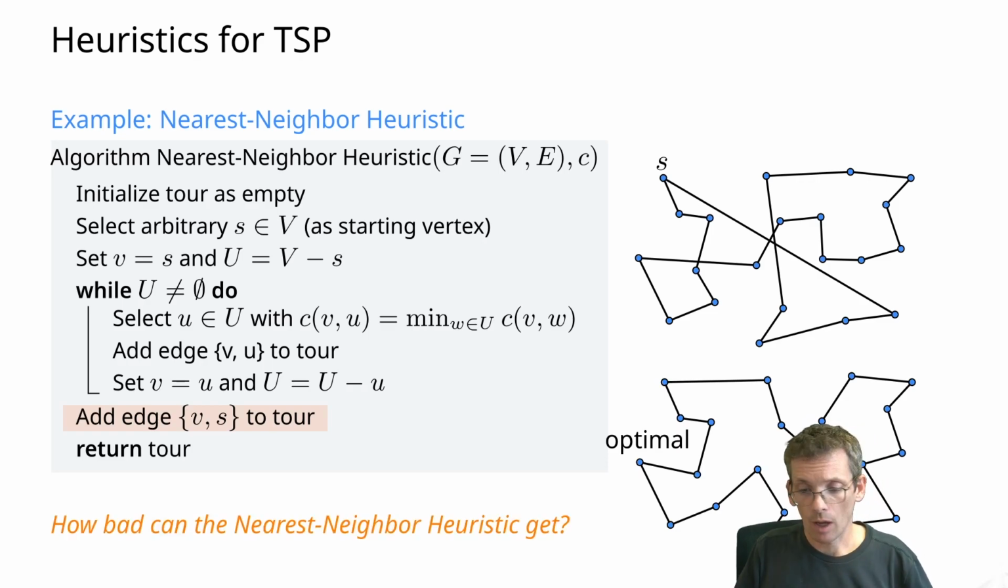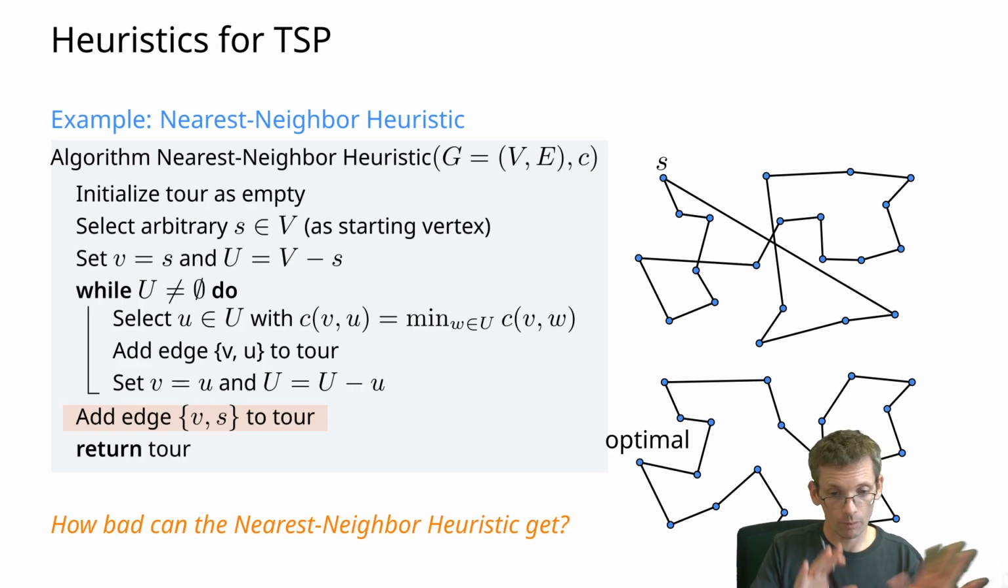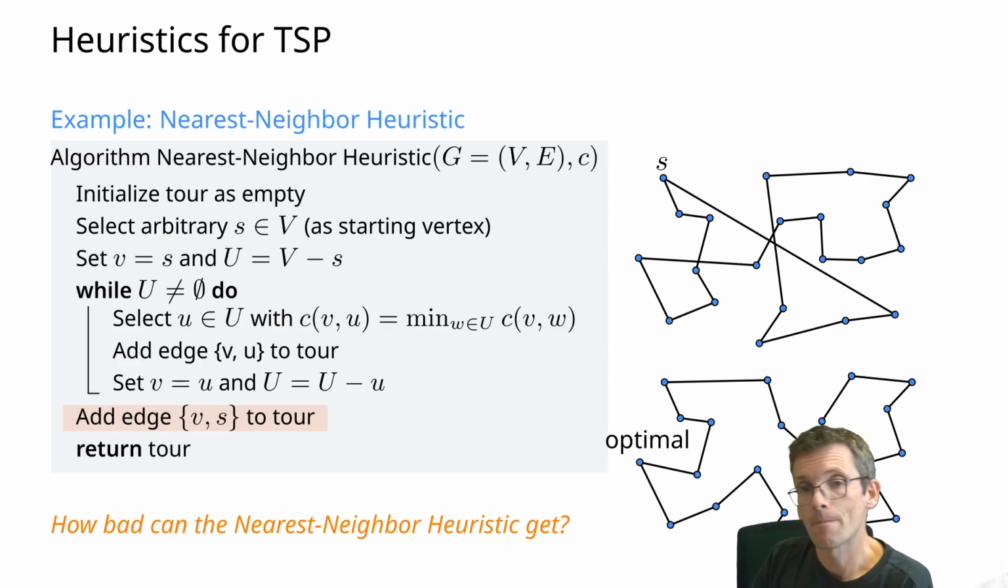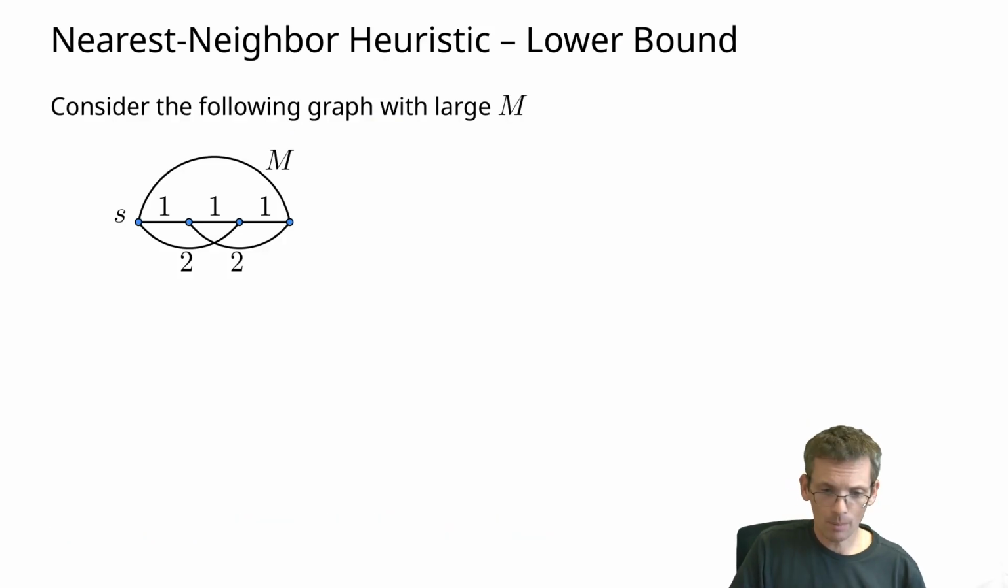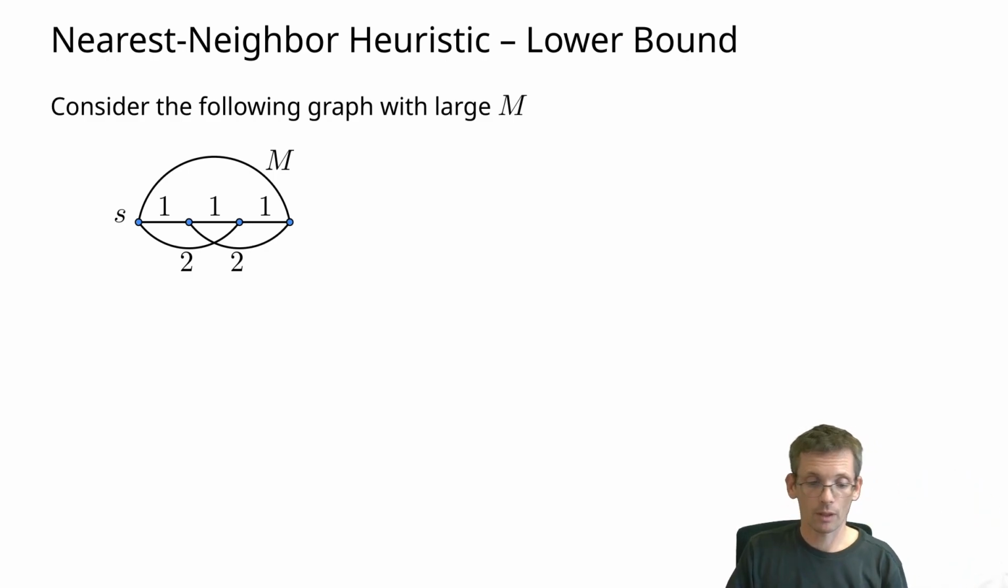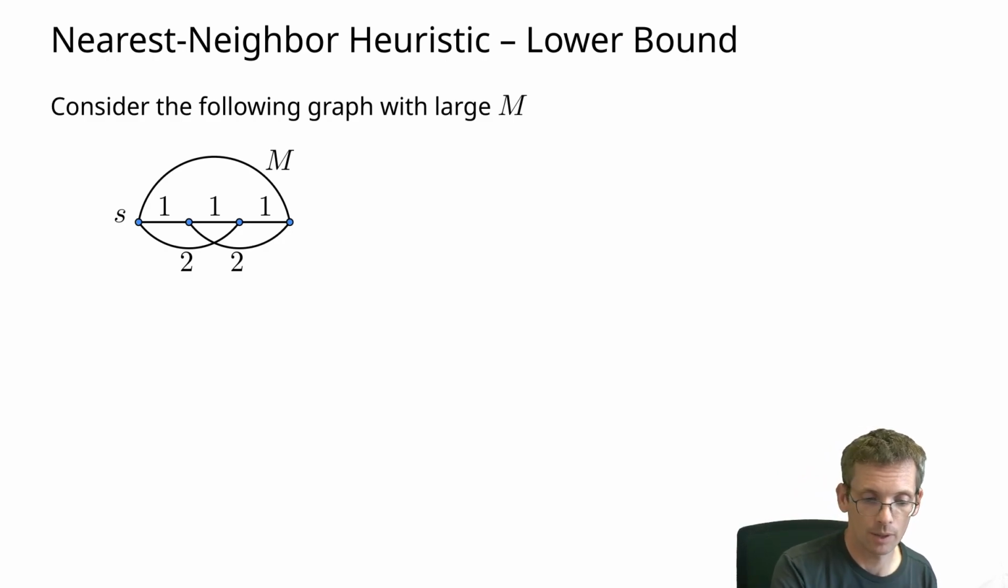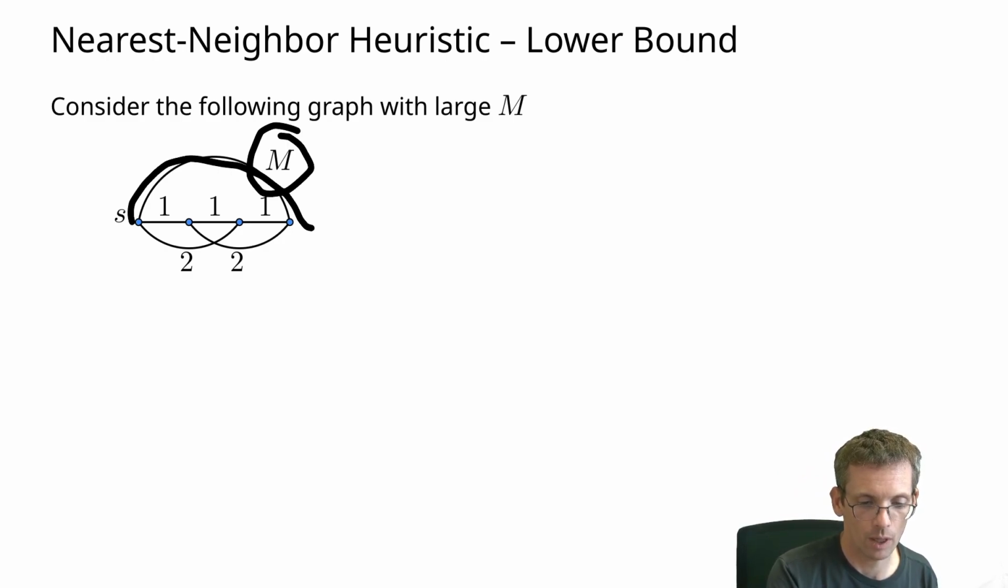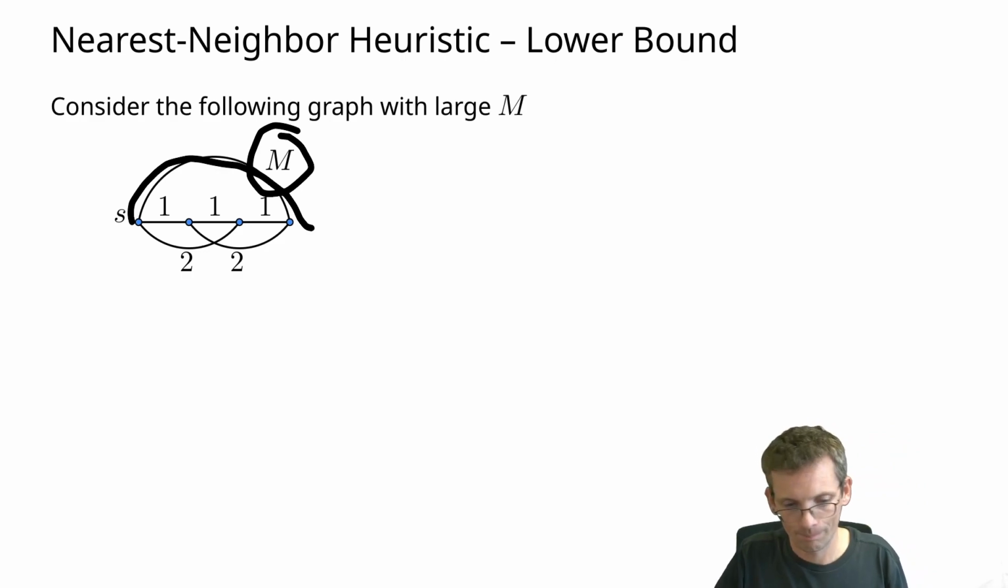A natural question is, how bad can this heuristic get? Maybe something for you to think about for a moment. So I have an example here where it gets pretty bad. Might be a bit confusing. It's not a metric example. So here I have an undirected graph with arbitrary edge weights. In particular, this edge up here has a very large weight.